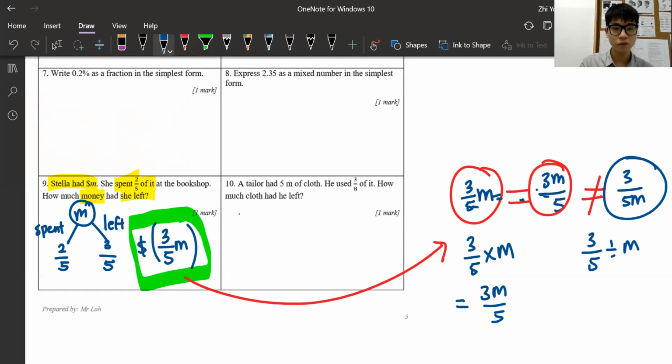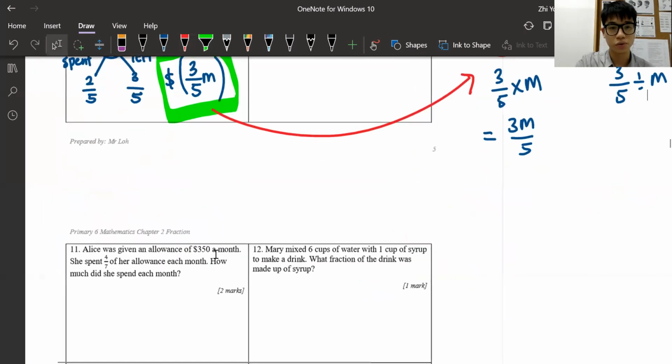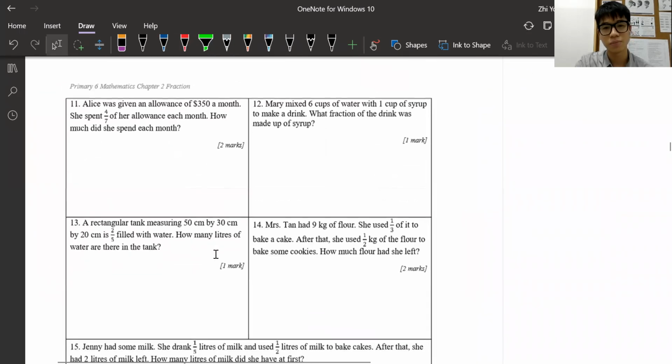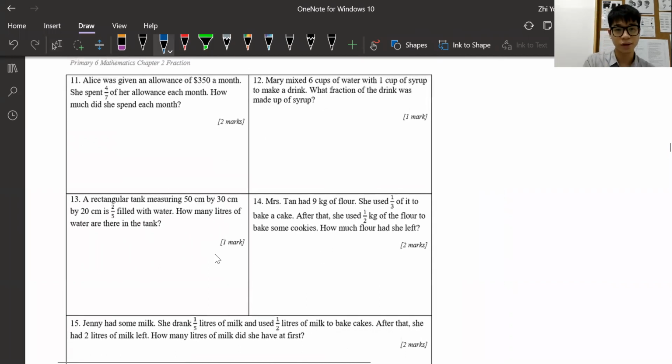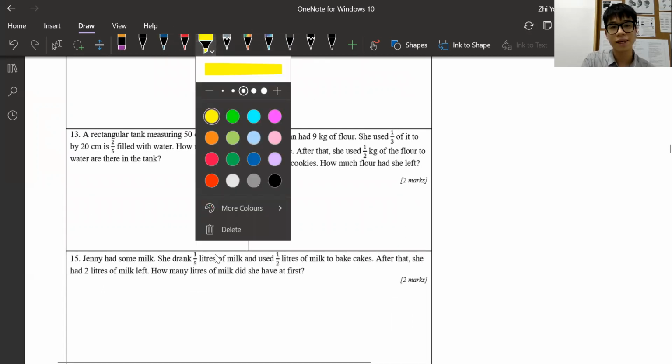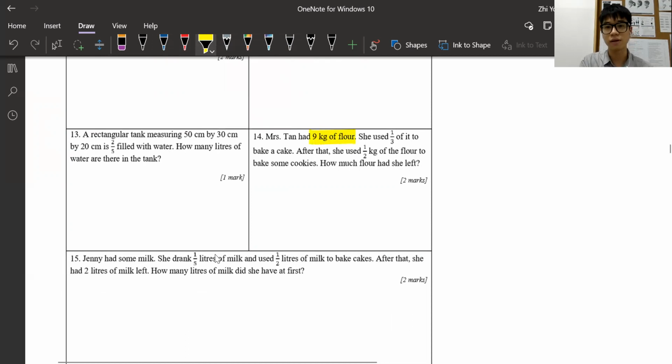Okay, so let's continue to the concept. Let me bring you to this very important question also. Question number 14. So here it says that Mrs. Tan had 9 kg of flour. Okay, a lot of flour. She used 1/3 of it to bake a cake. After that, she used half kg of the flour to bake some cookies. How much flour had she left?